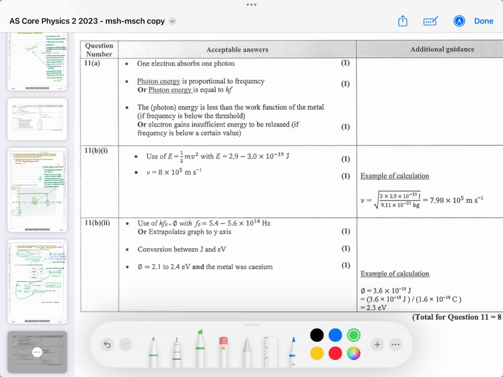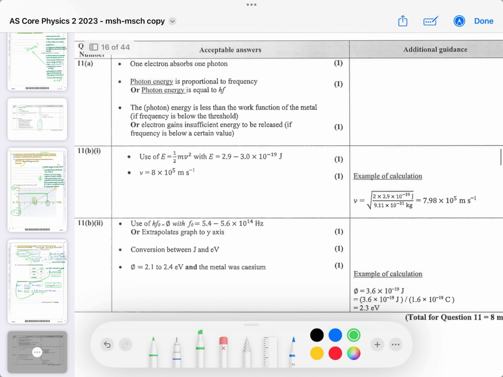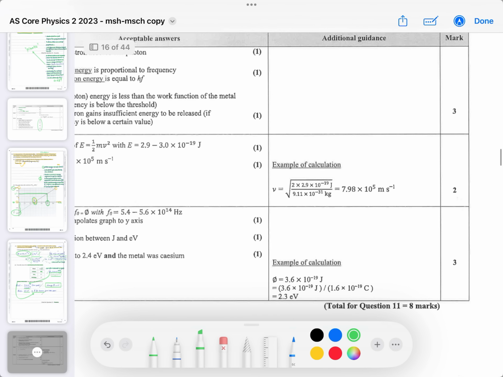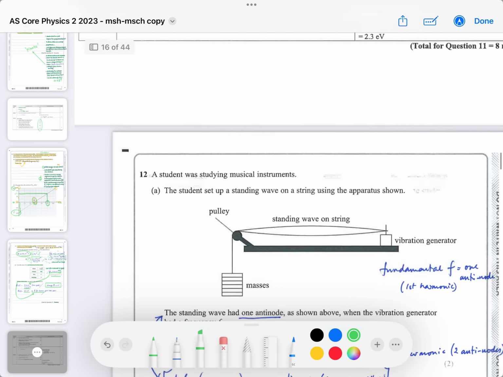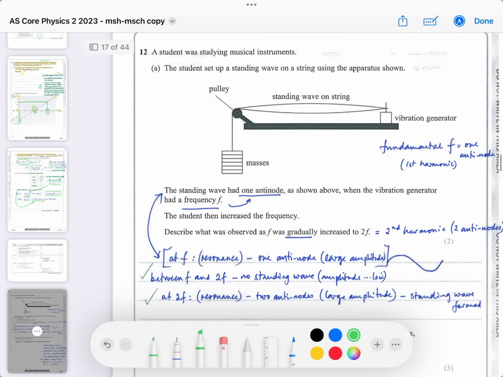All right, so here's the mark scheme. I'll let you peruse as needed, okay? 11A, 11B1, and 11B2. Was there more to it than that? No, I think that's it. That's the end of question 8. And question 12 is about standing waves, which I'll come back to in part 2.